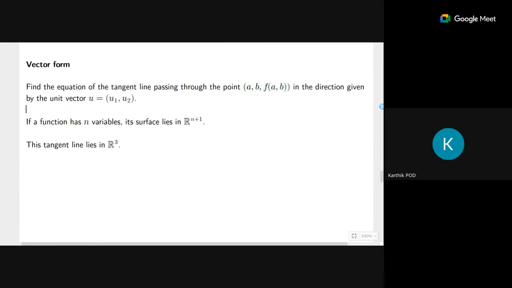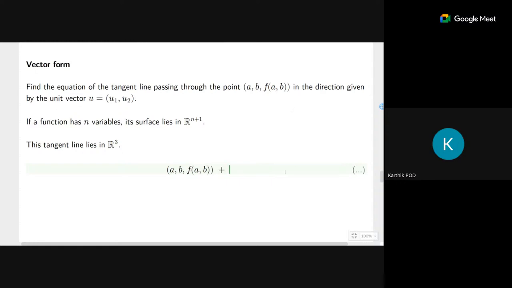Yeah, that is why we can't plot x, y, z functions. Exactly, that would be 4D. Okay, so this tangent line lies in R3. Now, once you know that the tangent line lies in R3, it has to pass through which point? This a comma b comma f of a b. Right, so this is fixed. You already know one point that the tangent has to pass through.